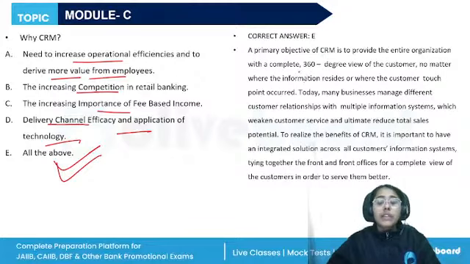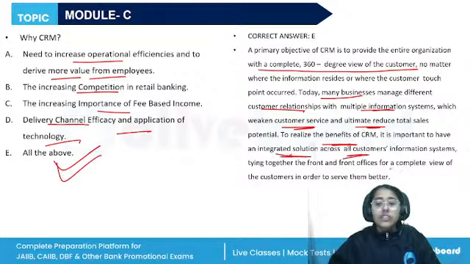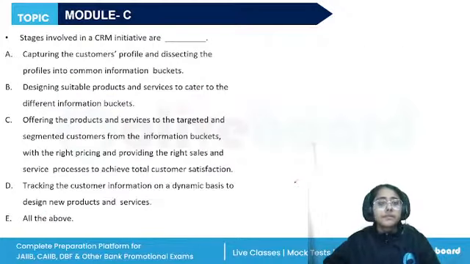So the objective is to give a complete 360-degree view of the customer. Many businesses manage different customer relationships with multiple information systems, which weaken the customer service and ultimately reduce the total sales. So to realize the benefits, it is important to have an integrated solution which will give us a complete view of the customer. So if we have the complete knowledge of the customer, we can serve them better.